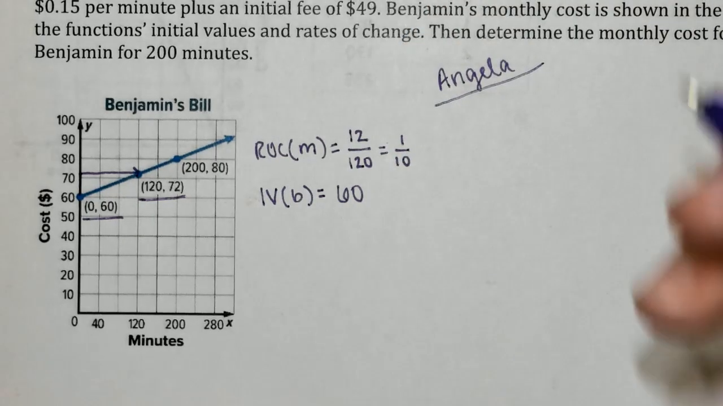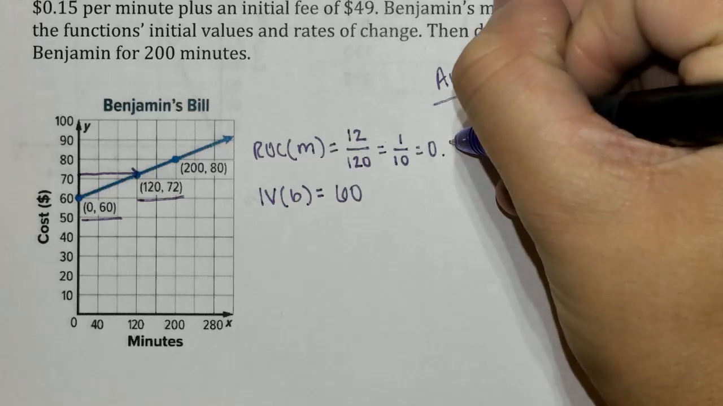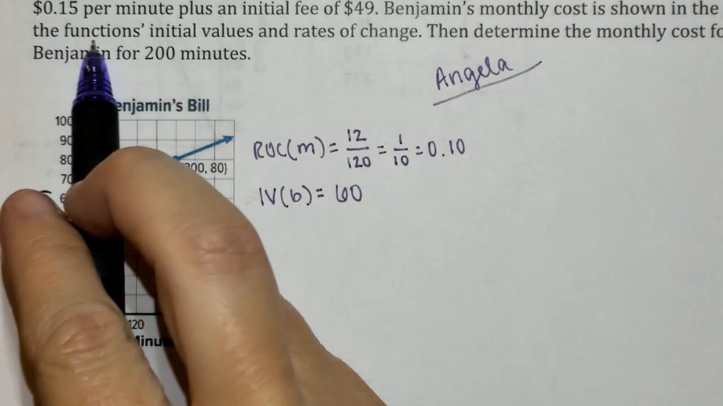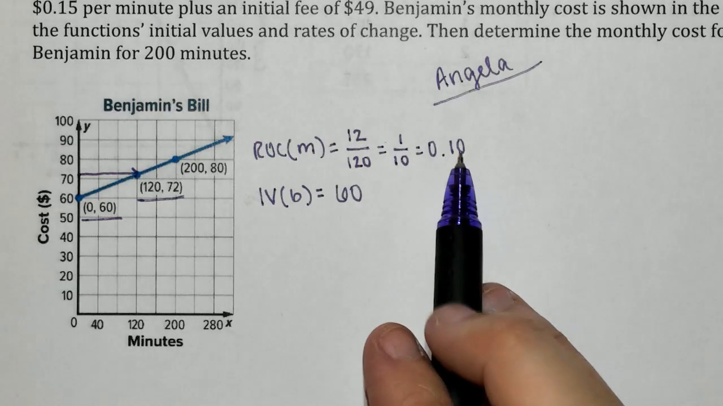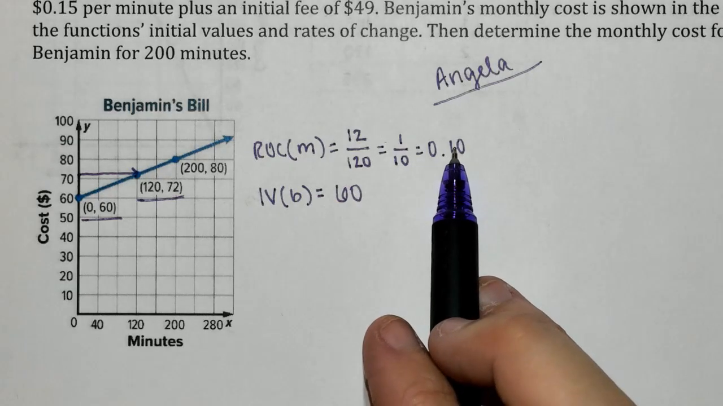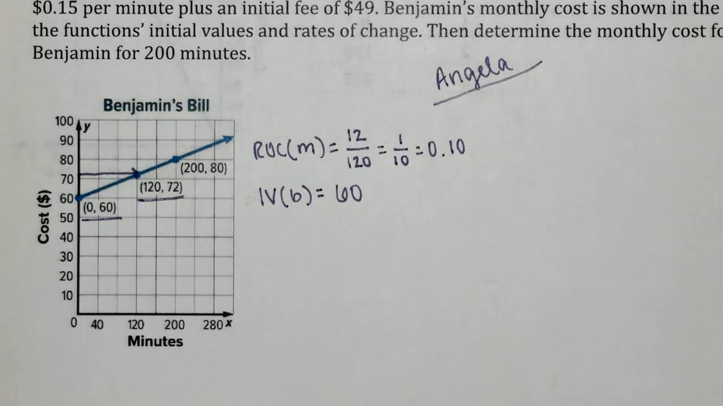Right? And 12 over 120 is just 1/10. Or we could even write it as a decimal, since it's written as a decimal up here. That just means that it's 10 cents per minute. Yeah, I said that correctly. 10 cents per minute.